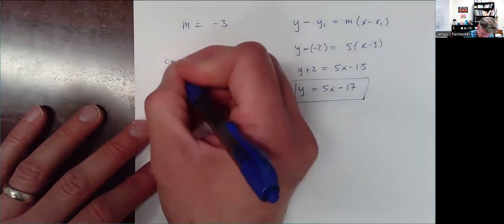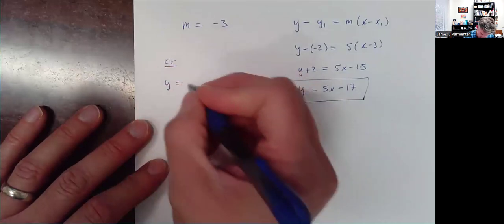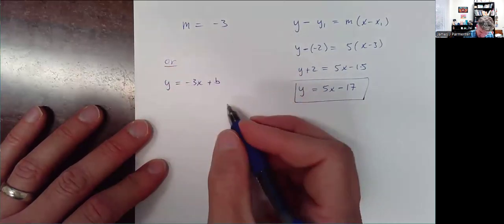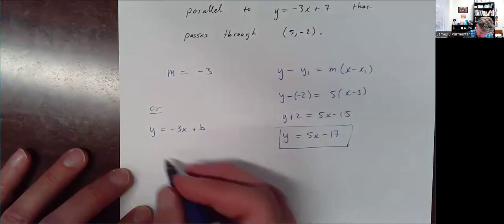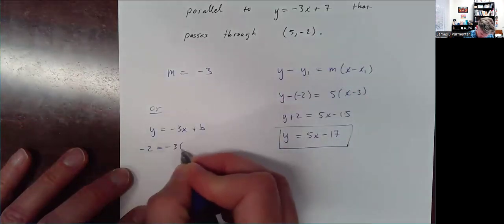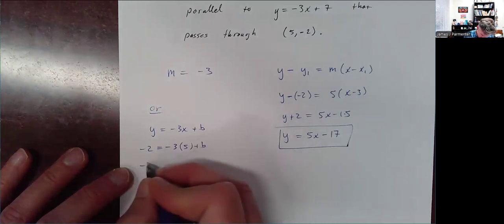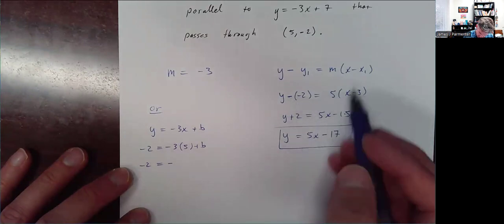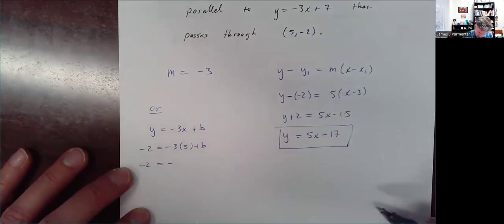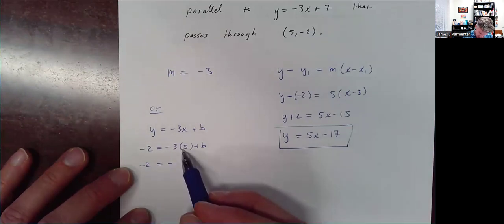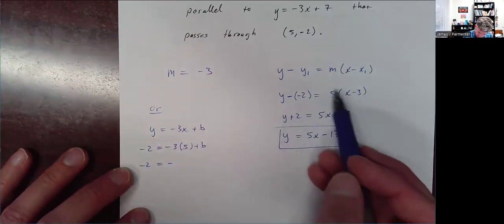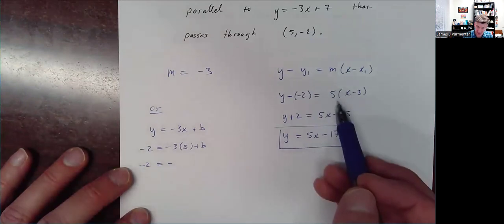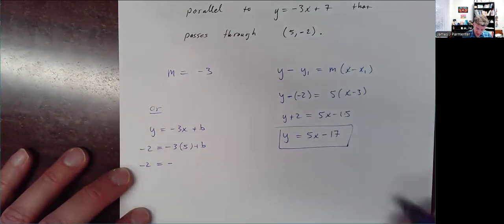Or if you want to do it the other way, the y equals mx plus b way, you can say y equals negative 3x plus b, plug in your point. So negative 2 for y, positive 5 for x, negative 2 equals negative. I feel like I'm about to make a mistake here. Don't want to make a mistake. I did make a mistake here. I wrote 5 here when it should have been negative 3. So let's actually finish it off and see what happens.